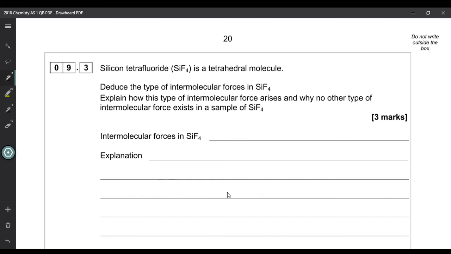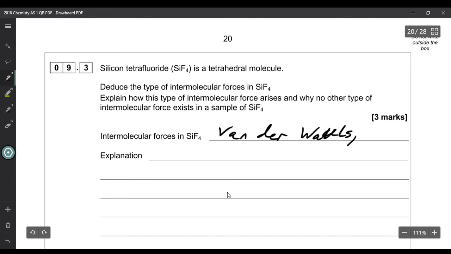Silicon tetrafluoride is a tetrahedral molecule. Deduce the type of intermolecular forces in SiF4. Explain how this type of intermolecular force arises and why no other type of intermolecular force exists in a sample of SiF4. So the type of forces that we're going to get are van der Waals forces.